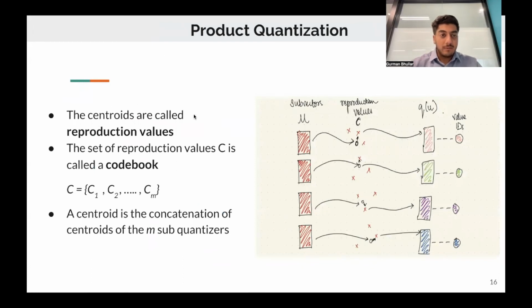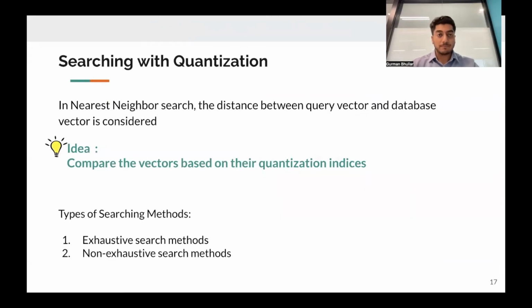So these are the centroid values. The centroid values are also known as reproduction values, and the set of all the reproduction values, also known as code words, is known as a codebook. And a centroid is a concatenation of the centroid values for M subspaces, where M is the number of subspaces that we have made. So these subspaces generate the centroid values, and these centroid values further generate the closest centroid value. In other words, we try to find the centroid value which is closest to all the points, and we represent the whole set by one particular value only.